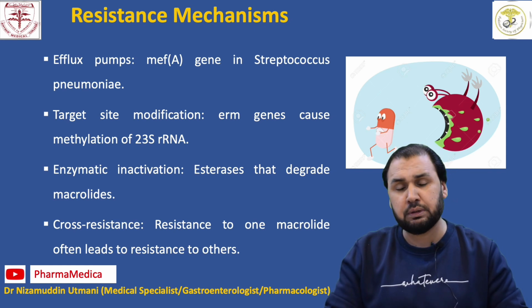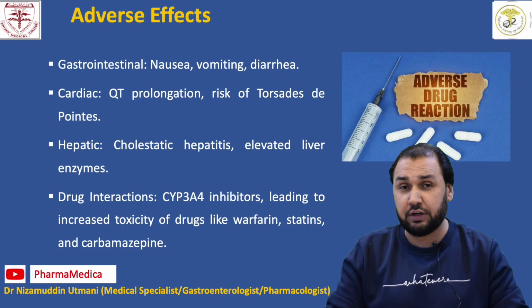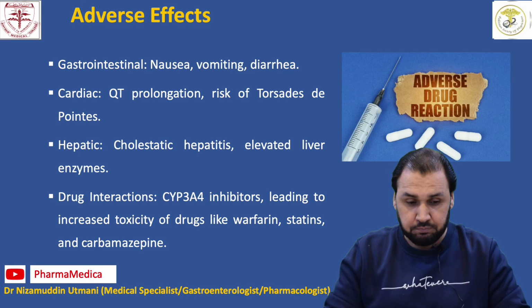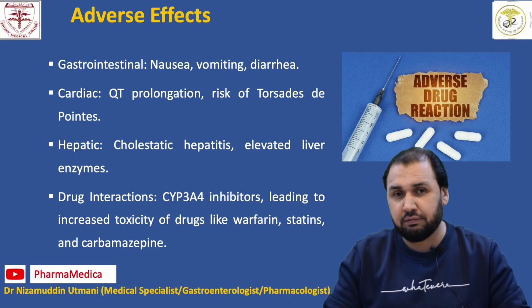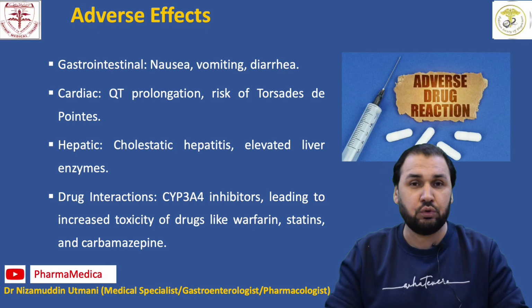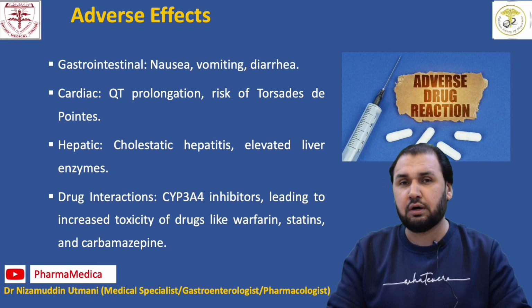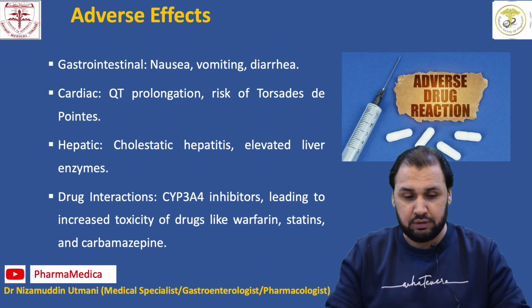What are the adverse effects? The most common adverse effects we have noticed are on the upper GI side, in the form of dyspepsia, nausea, vomiting, and diarrhea. They can cause QT prolongation. So one should ideally avoid combining these antibiotics with other antibiotics that can cause QT prolongation, like quinolones. One should avoid combining quinolones with macrolides.